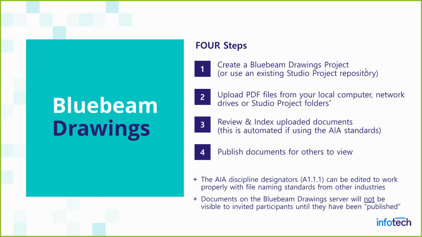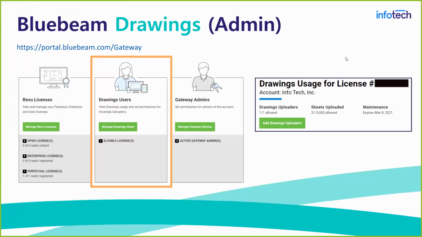And then the last thing you would do is step number 4, which is publish those documents that have now been uploaded, reviewed, and indexed. And that is what makes them available to outside view-only participants, no matter how they're coming into your project. But if you don't go all the way to step 4, the documents that you did not publish are still there, but nobody can see them. All right, so just be aware of that.